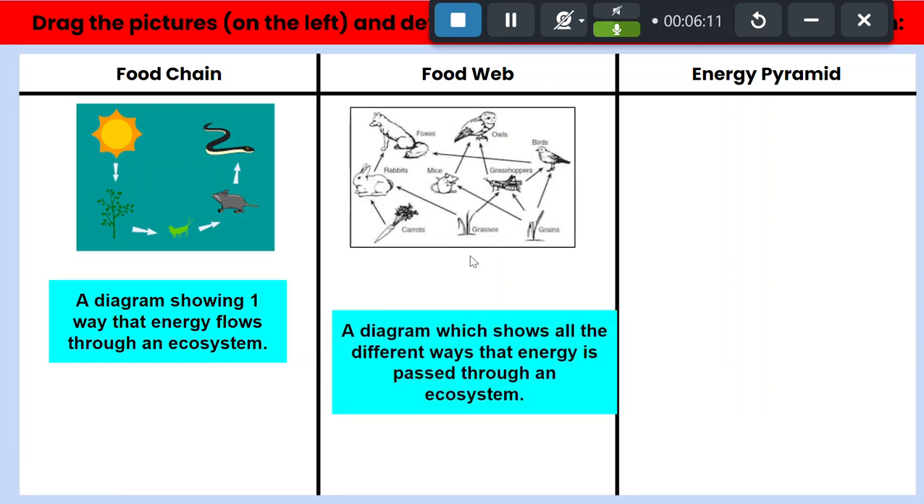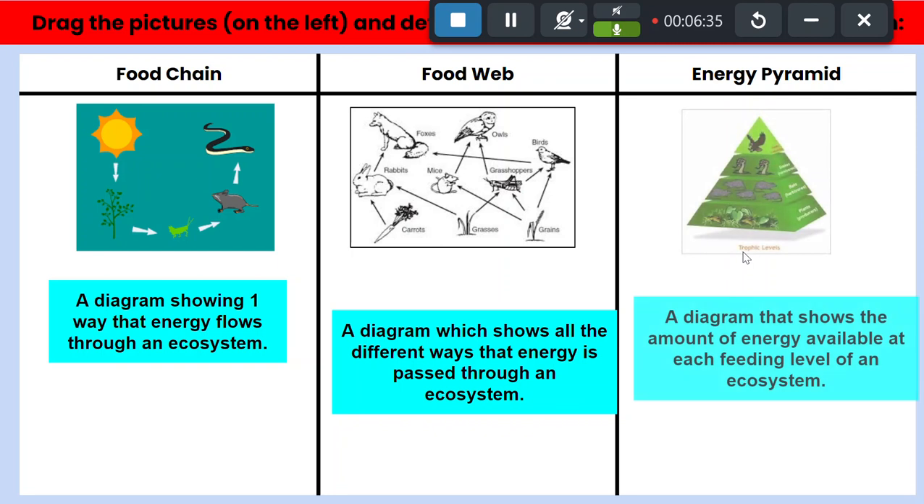A food web, on the other hand, is a diagram that shows all the different ways that energy is passed through an ecosystem. So you can see that the rabbit is getting energy from the carrot and also from the grasses. You can also see grasses are giving energy to the rabbit and also to the grasshopper. So we have energy going in different directions.